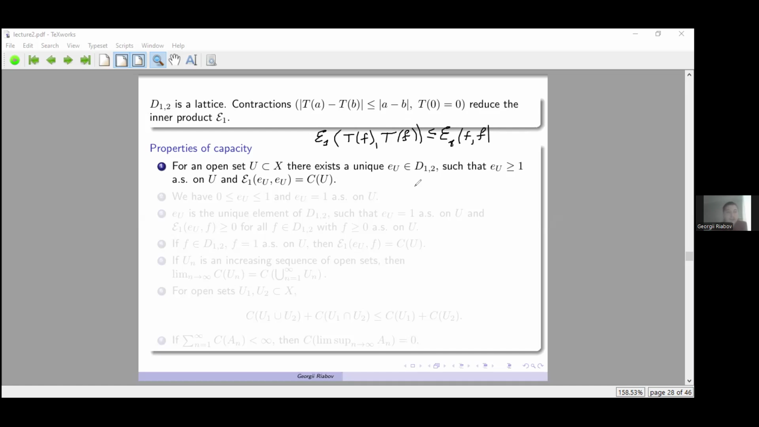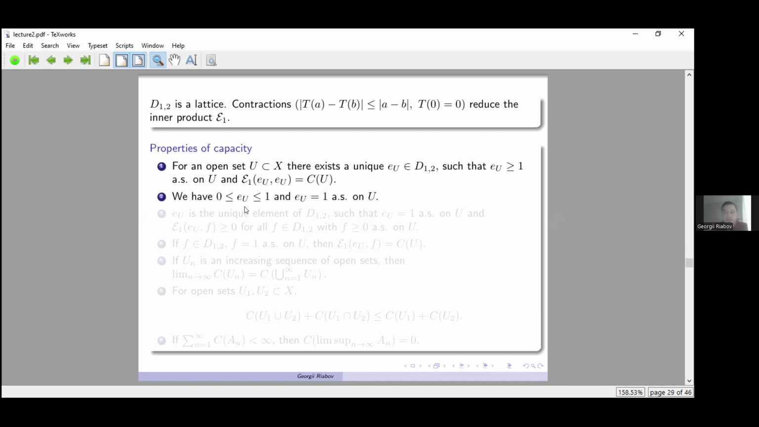Then it turns out that the capacity of an open set U actually is attained on a unique element EU. So again, there exists a unique function EU, which is greater or equal to 1 on the set U, and such that the E1 norm of EU coincides with the capacity of U.